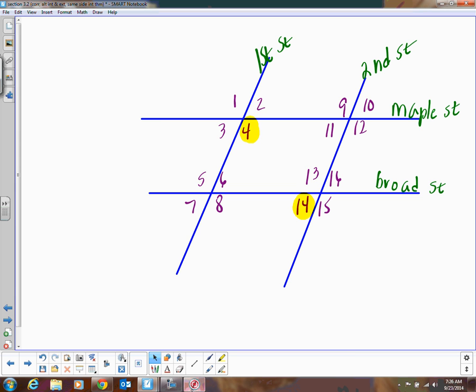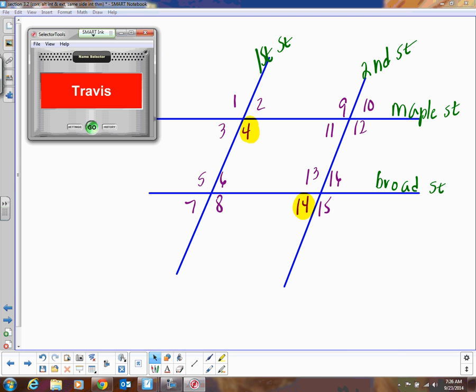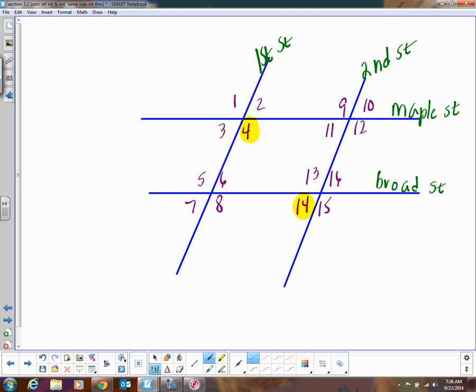All right? So we have choices. And the choice, we're starting with 4. You could start with 14. We're going to start with 4. So if we start with 4, McKenna, you get to decide, are we going to go down Maple Street or are we going to go down 1st Street? Which direction you want to go? Okay, we're going to go down Maple Street. So we know that angle 4 is congruent. Pick an angle that, as we go down Maple Street, that angle 4 is congruent to.